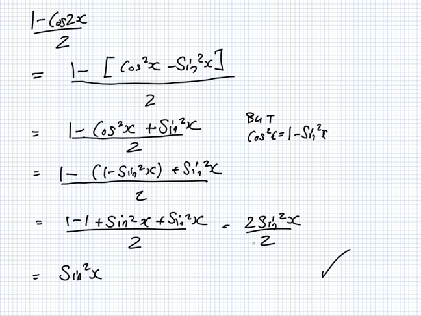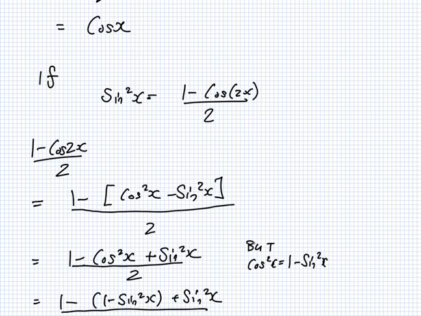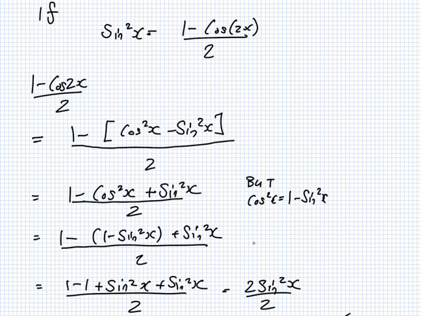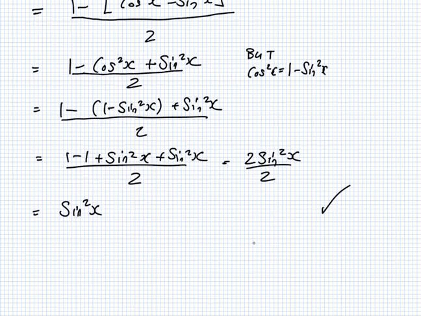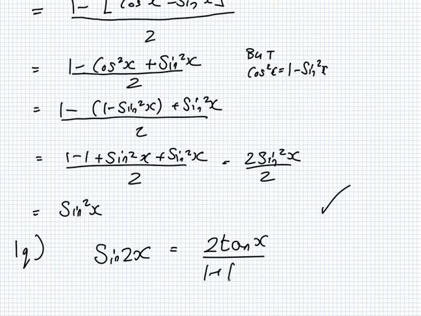I want to give you one to try, and then I'll do it on the board. So what did I just do? I just did 1f there. Okay. Can I scroll down? So let's see. Why don't you try 1q, which is sine 2x equals 2 tan x over 1 plus tan squared x. Yeah, why don't you try to show this one?